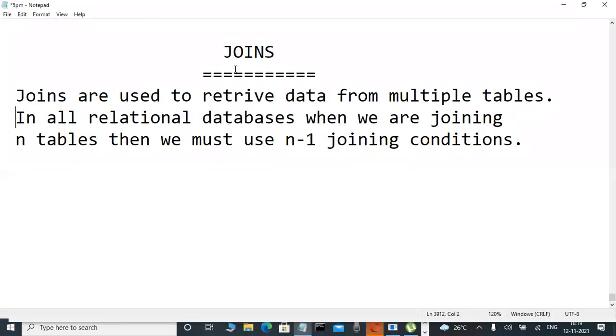E. F. Codd is a mathematician. He designed so many rules and tested them. All the things: n minus 1 joining conditions. Next, write it.